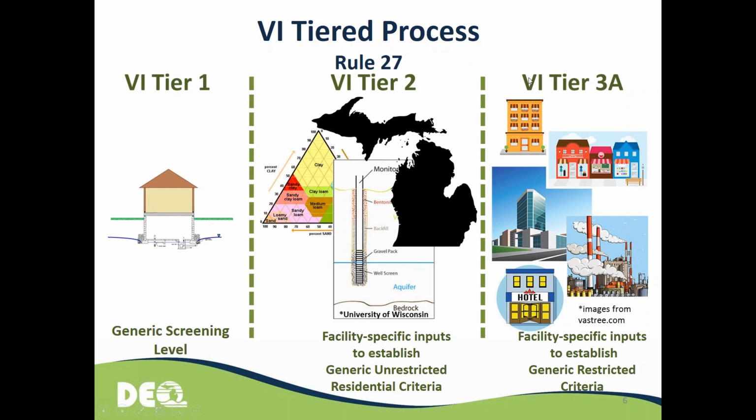And then when we look at the VI Tier 3A, this is where we would put in additional facility-specific inputs to establish generic restricted criteria, where we look at land uses, different building sizes, air exchange rates, and other components that we've already pre-identified. One of the important parts of the proposed rules is that all these values and the way that we can derive them with the different facility-specific inputs are already pre-approved, and that as long as your site conditions match those that you develop the values for, they would be appropriate in using.